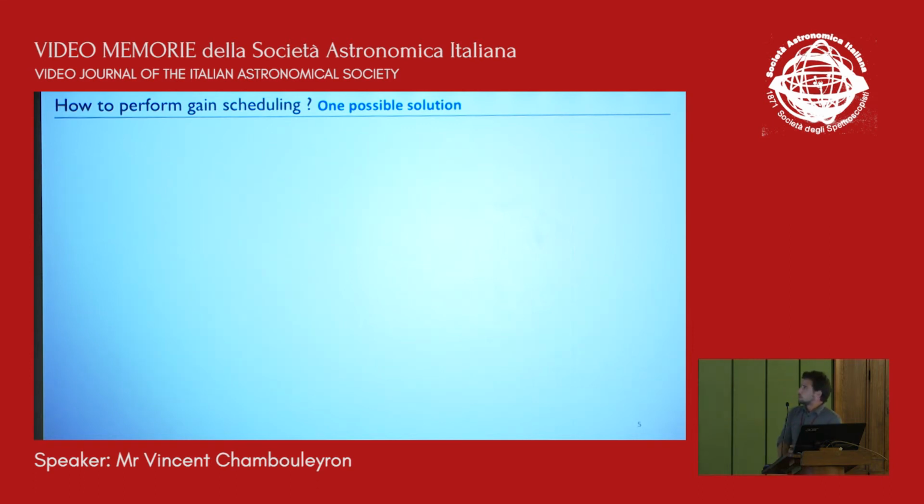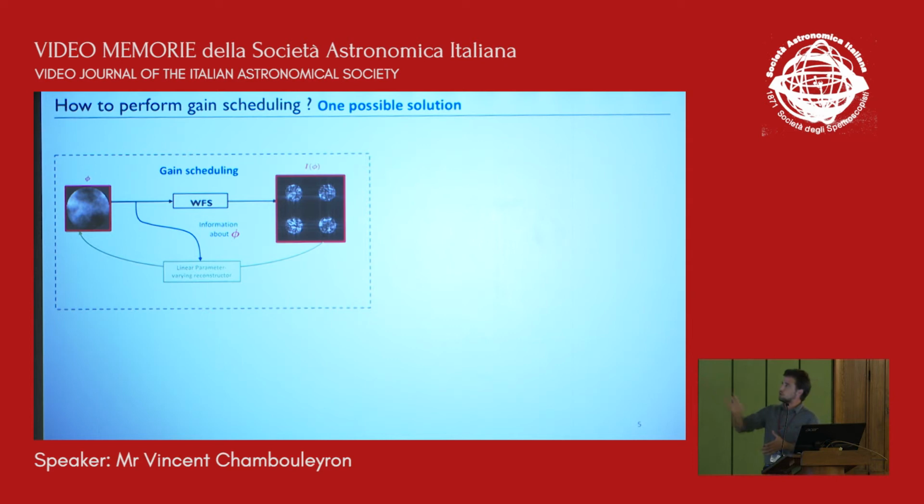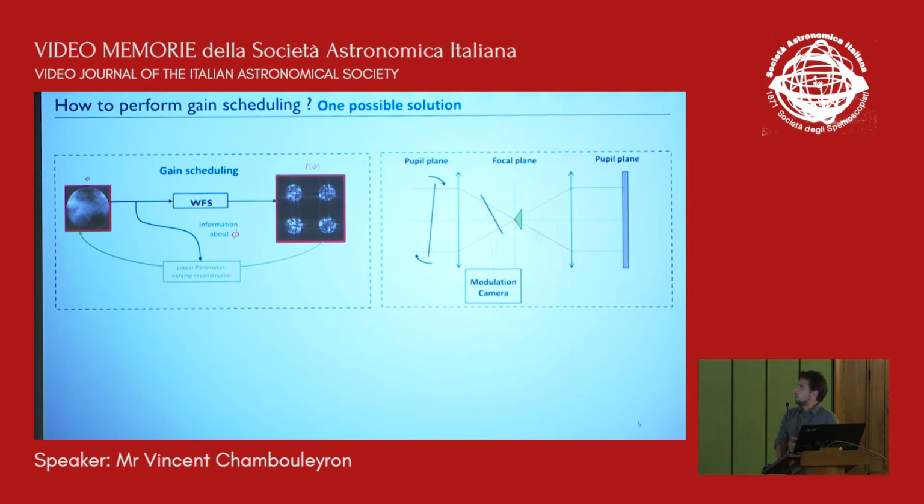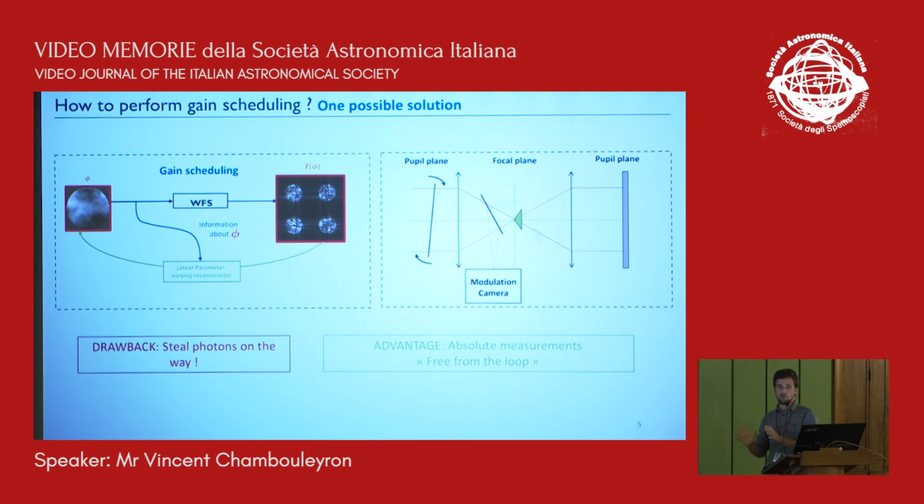Okay, so we have this gain scheduling problem. We want to really accept the fact that the pyramid is a nonlinear device, and so we have this solution using a modulation camera to probe the optical gains frame by frame. The drawback, I think it's clear, is that we are stealing photons on the way, but the solution is really an absolute measurement, so we can probe the state of our system without going through the telemetry data, so we are really free from the loop.